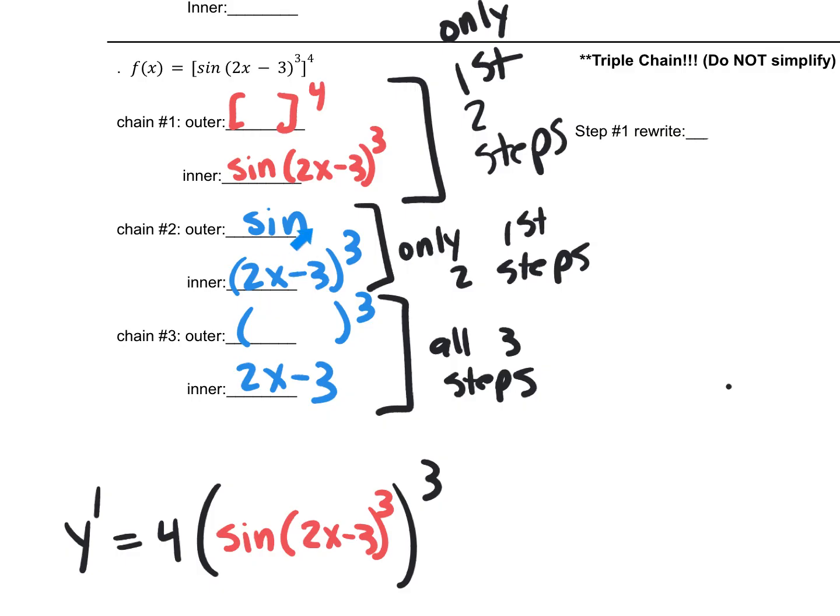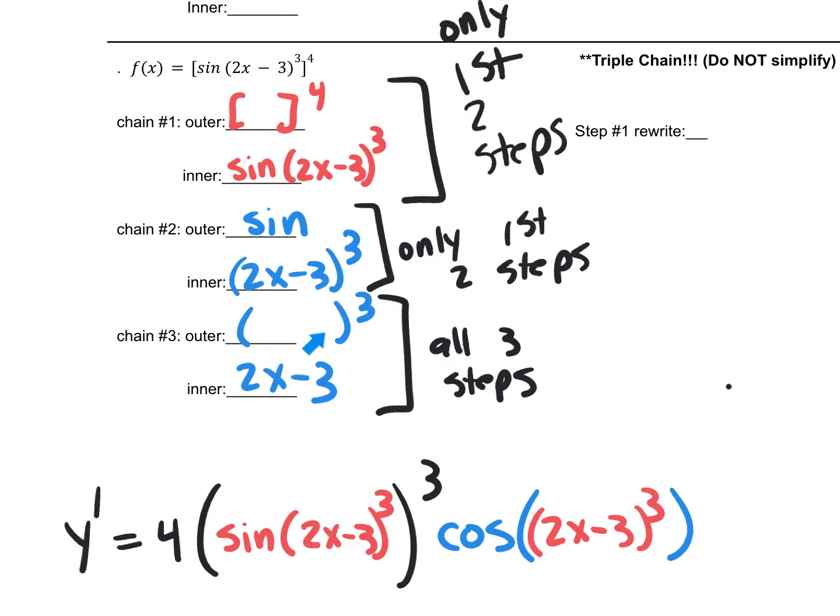Now we start over and go to the second chain. What's the derivative of the sine? Cosine. Blank set of parentheses. There's the first step. The derivative of the outer is cosine. The inner as is, we plug it in right there. So we plug in 2x minus 3 to the third. So there's the first 2 steps for the second chain. Derivative of the outer, the derivative of the sine is cosine, the inner as is, right here.